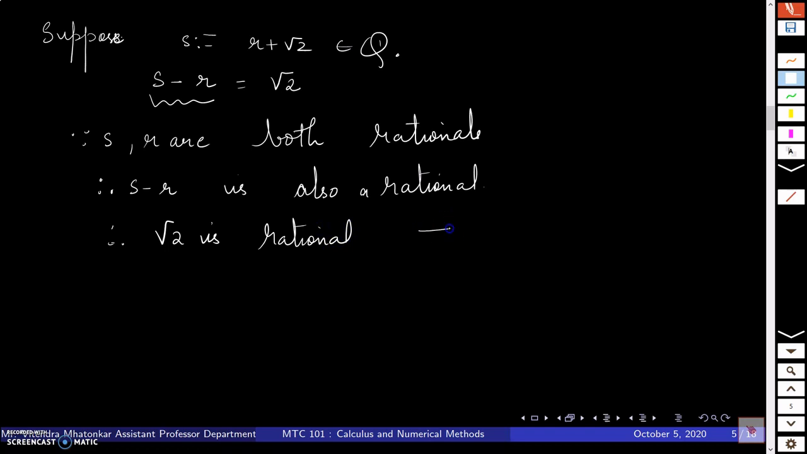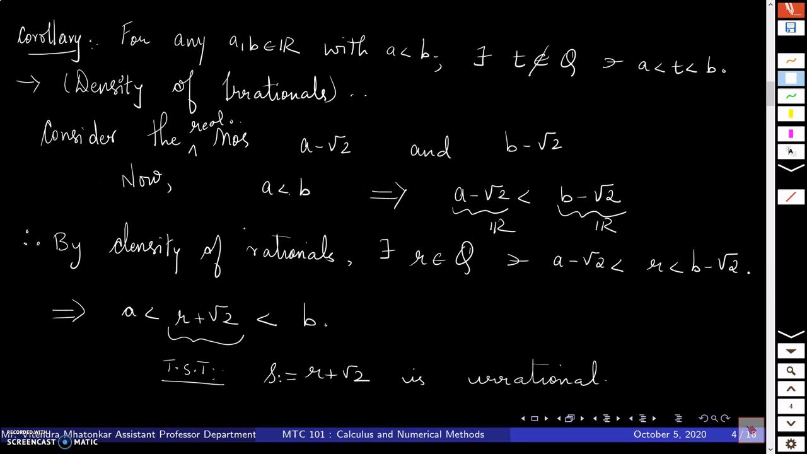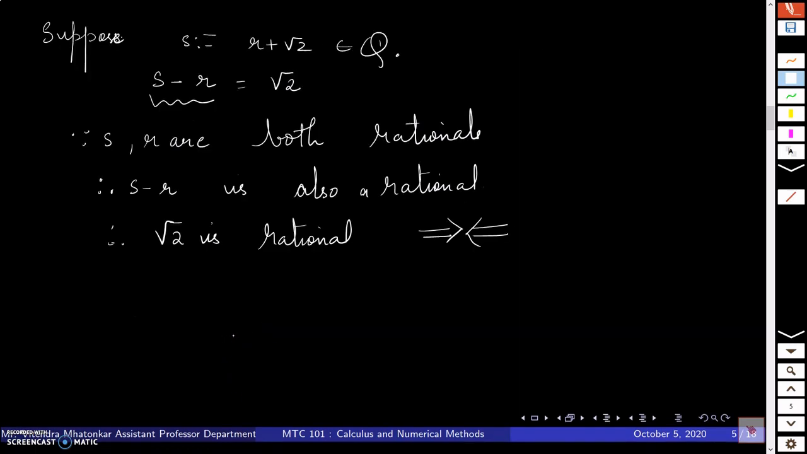That's a contradiction because root 2 is irrational. You will have already done this in your lower classes, and we are going to prove it in the next class that root 2 is irrational. So that's a contradiction. Why are we getting the contradiction? Because we assumed that S is rational. Therefore the number S, which I have defined to be r plus root 2, is irrational.